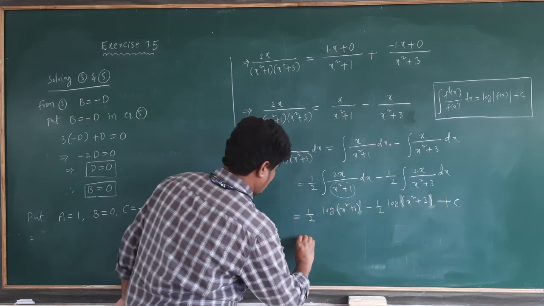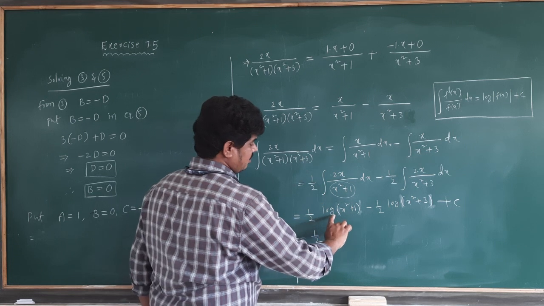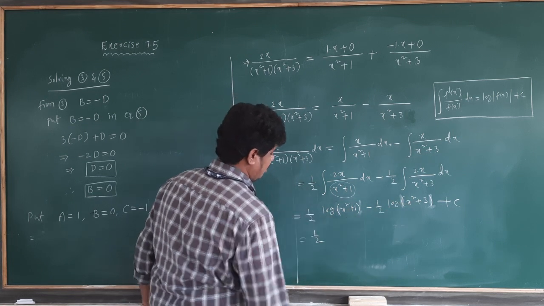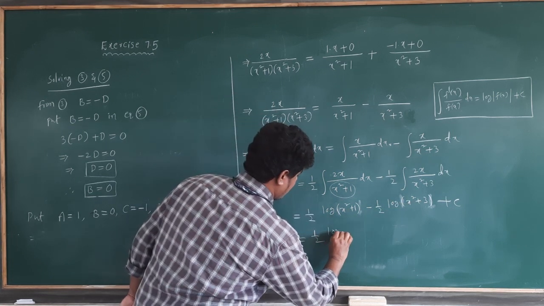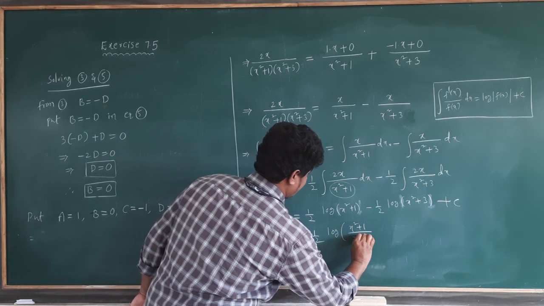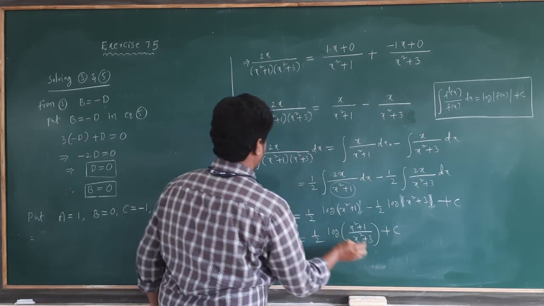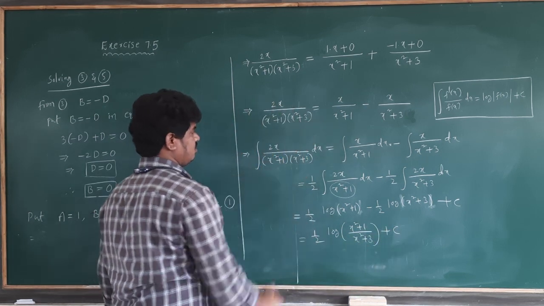Now take 1 by 2 common. That time it will be like log a minus log b, log a by b. So log of x square plus 1 divided by x square plus 3 plus c. It is the answer of the given question.